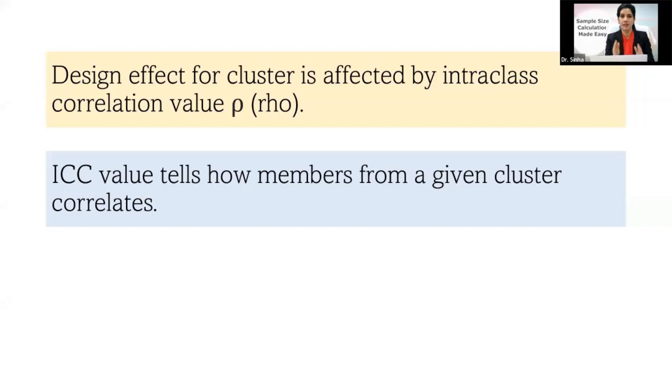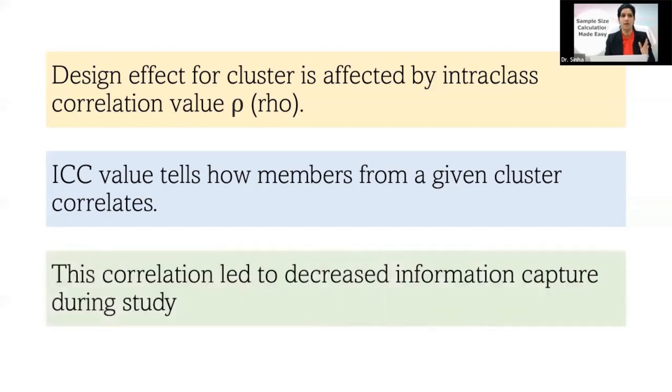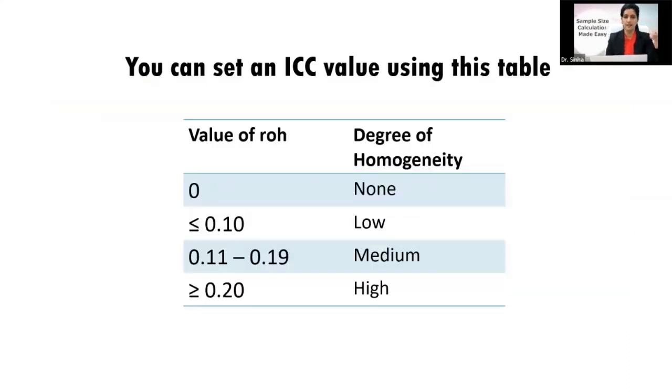To make myself clear, we apply this design effect wherever we are selecting an individual from a cluster. That cluster is usually a naturally occurring cluster, and this ICC, the intra-class correlation value, is usually not available. Either you can take it from your previous study, or, since this correlation leads to less information capture, in cluster sampling you should have more individuals to get a population estimate of the parameter. So you can set the value of ICC using a table.